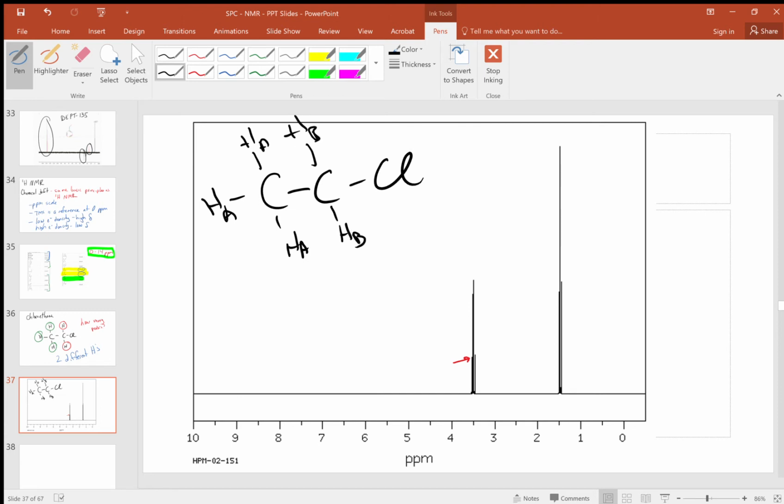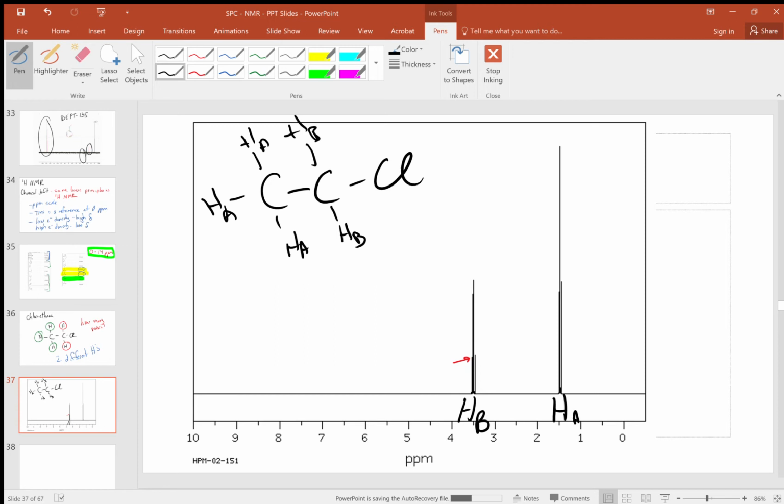So HB are the protons on the carbon that has the chlorine attached, whereas HA is further away from the chlorine. So which one's going to be at higher chemical shift? Well, it's going to be the ones that have the electronegative atom attached. So we have HB here and HA here.